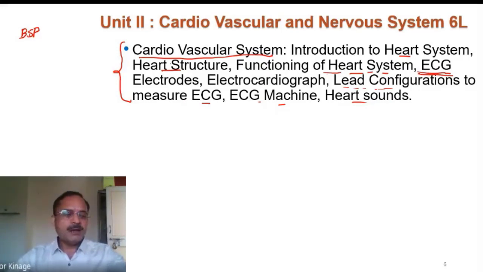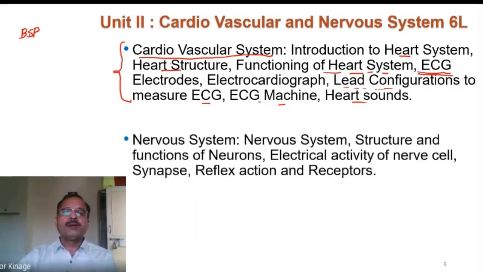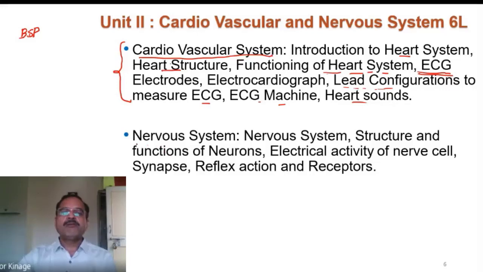Now in the next part of unit number 2, we'll be learning about the nervous system. So here we'll see the basic functioning of the nervous system, what the structure and functions of neurons are, and the electrical activity of nerve cells. So how do these nerve cells produce electrical signals? What is synapse, reflex action, receptors? So this is our second part of unit number 2, that is the nervous system.